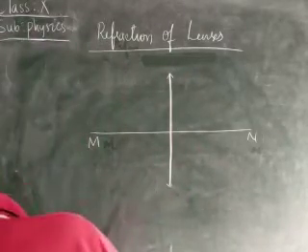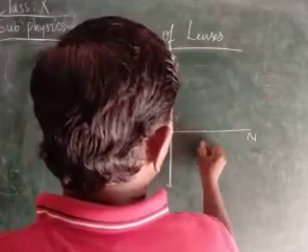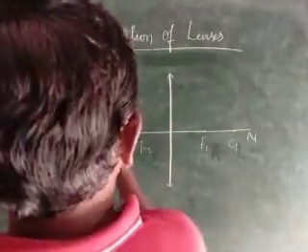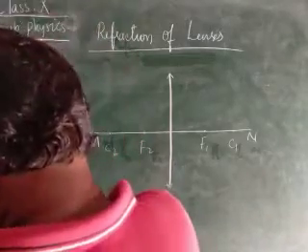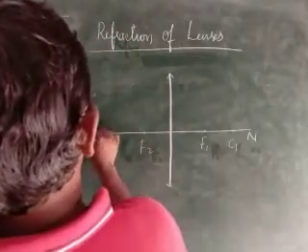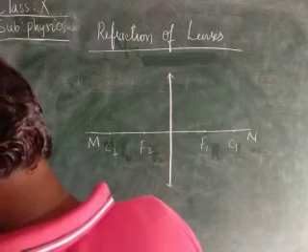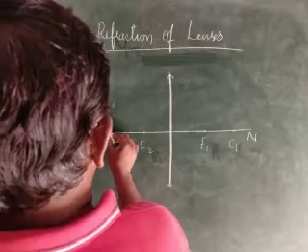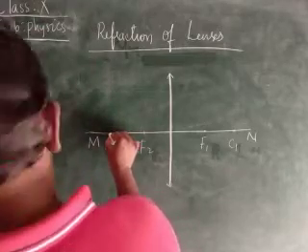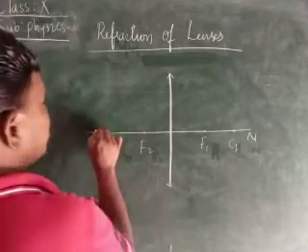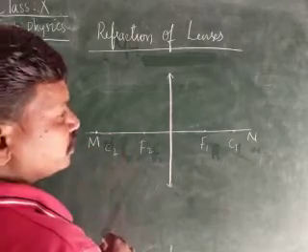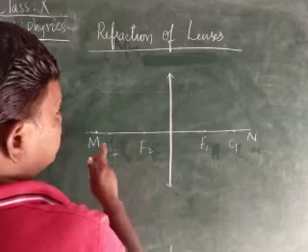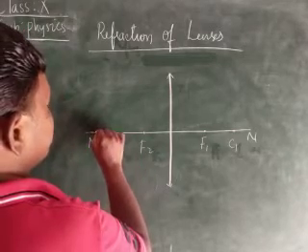For the convex lens, normally we take F1, C1, F2, C2. A point source S is placed on the optical axis beyond the focal point, somewhere here. It does not say beyond the center of curvature, but only beyond the focal point. Therefore, I am taking it here.